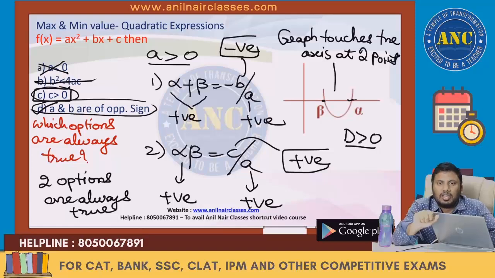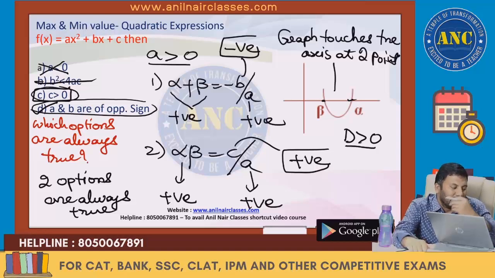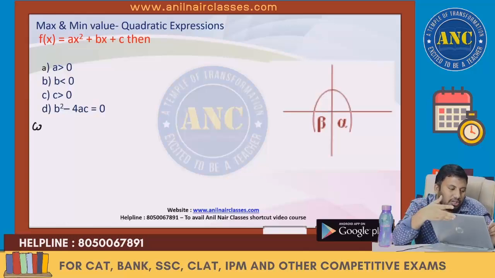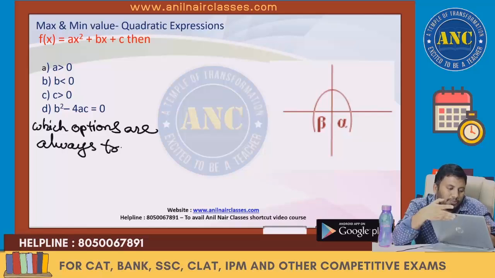Introductory question, because we used a condition D greater than 0, D equivalent to 0, D less than 0. One more question I created so that everybody will understand this idea. Again the question is, which options are always true?